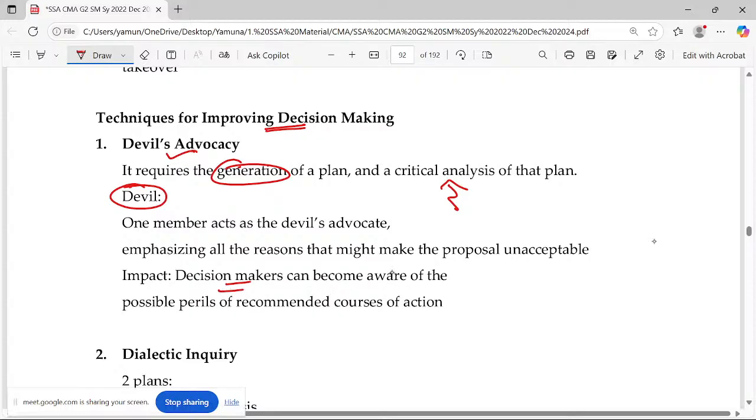Decision makers can become aware of the possible perils. So this is what devil's advocacy is. Definitely when there is a team, we expect a devil in the team, because the devil will give all the negative outcomes, so that will be helpful. So perils are the dangers.